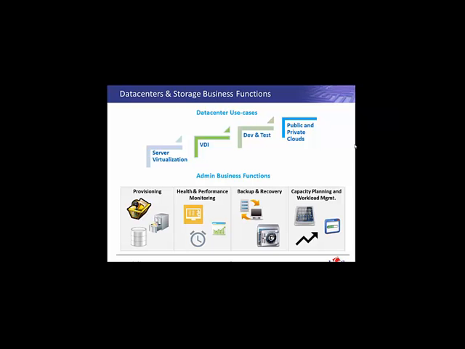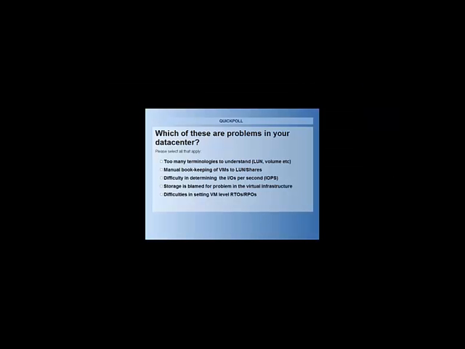But before we begin, let me ask an open question to all of you. You can find the question in your poll window. For those who have logged in through audio only, I'll read out the question. Which of the following are current problems in your data center? Is it too many terminologies to understand, like LUN, volume, share, multipathing, virtual machine, logical file system at hypervisor, RAID levels, etc.? Is it manual bookkeeping of LUNs or shares to virtual machines?